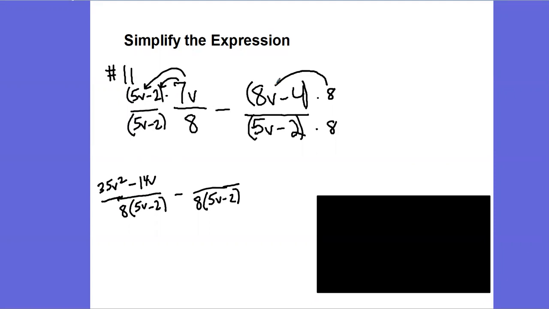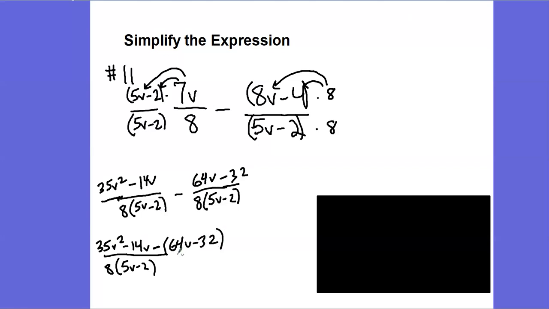And over here, distribute this 8. 8 times 8v would be 64v. And 8 times this negative 4 would be minus 32. And I'm subtracting the quantity, so I've got to be careful here. I need to make sure I distribute that negative. So let's just rewrite this as subtracting the quantity. This is 35v squared minus 14v minus this grouping, minus that quantity. So I have 64v minus 32.